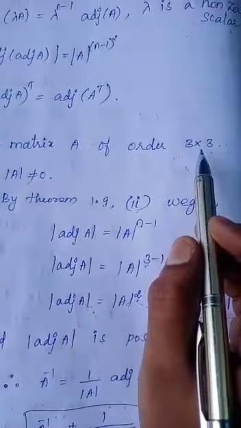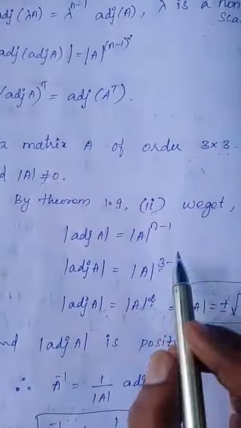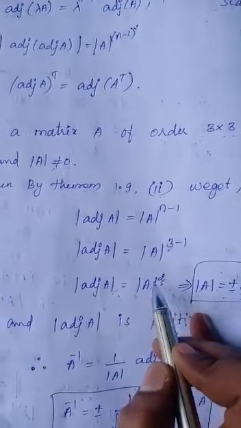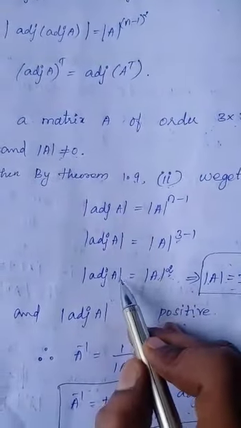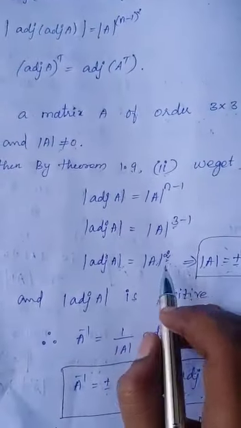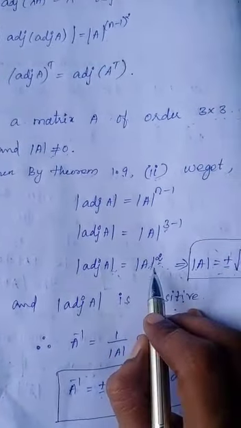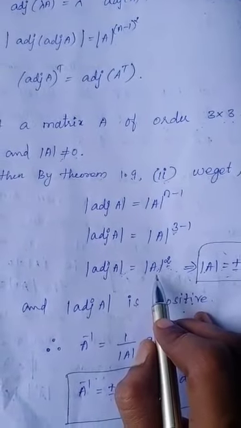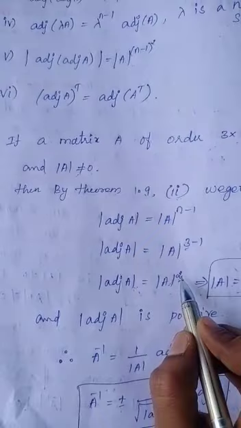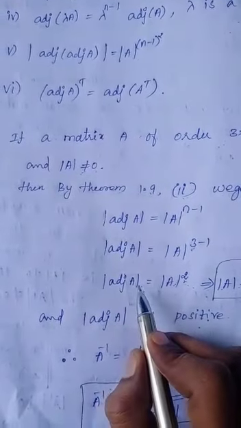So here I am taking a 3 cross 3 matrix, so the n value is 3. Applying n equal to 3 here, 3 minus 1 is 2. So determinant of adjoint A is equal to determinant A squared. I want the value of determinant A, so I am taking the square root on both sides. Before that, determinant of A squared is equal to determinant of adjoint A.